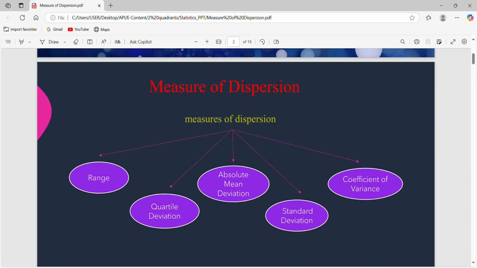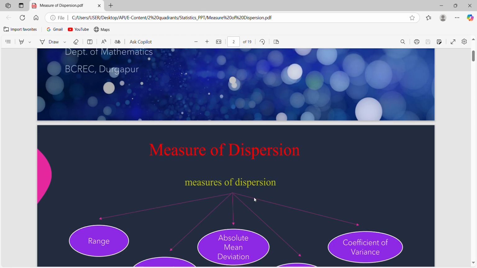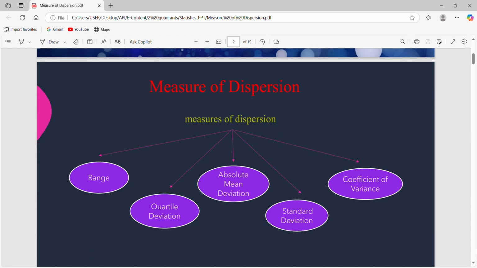So some important measures of dispersion are range, quartile deviation, absolute mean deviation, standard deviation, and coefficient of variance. So first is range.